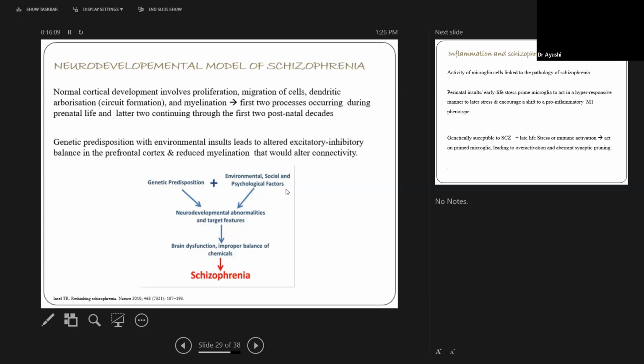Normal cortical development involves proliferation, migration of cells, and circuit formation, that is dendritic arborization and myelination. The first two processes, proliferation and migration, occur during the prenatal life, and the later two continue through the first two postnatal decades. The genetic predisposition with environmental insults lead to altered excitatory inhibitory balance in the prefrontal cortex and reduced myelination that would alter the connectivity.